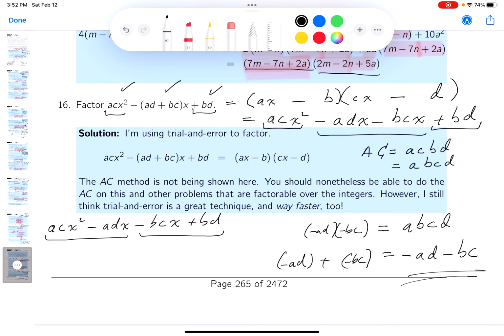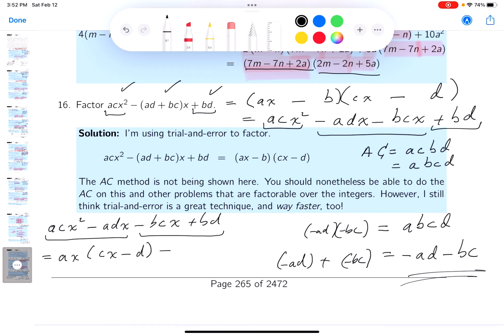Then what do we do? Factor by grouping. First term, what do you get? Well, it's going to be an A, and it's going to be an X. What are we left off with? CX minus D. Let's just check it. You get ACX squared, looks pretty good. And then you get ADX, looks good.